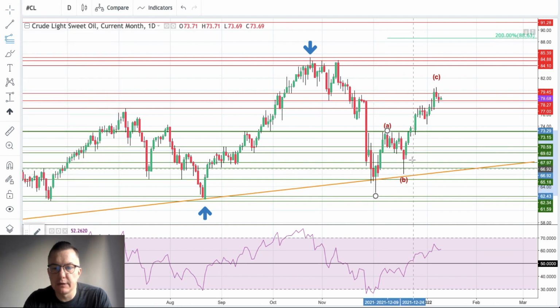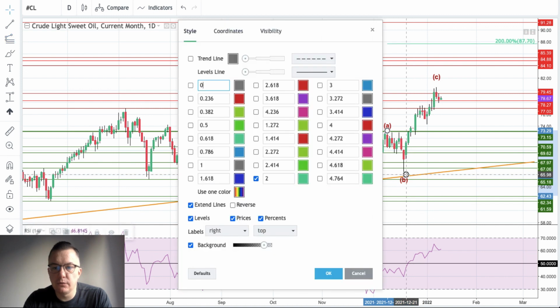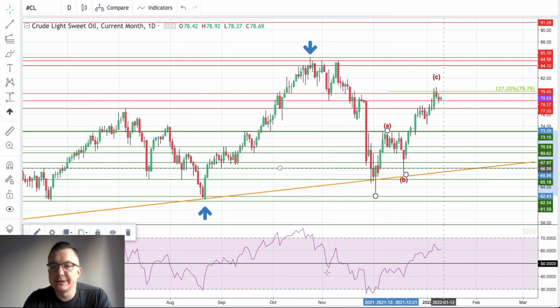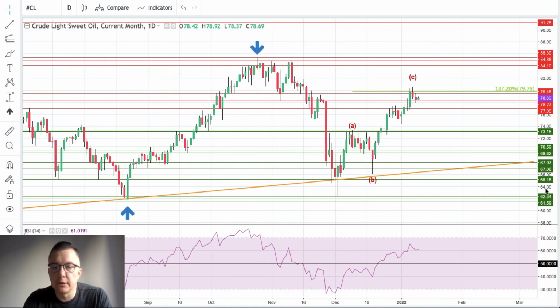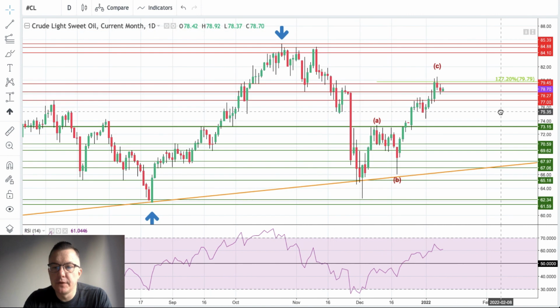However, let me just check the targets for the wave C based on the trend-based Fibonacci extension. So if we just put our levels here, we can see 161 is the one I'm interested in. Now that's very big. So right now all of the important levels have been violated, and we got one of the levels here, 1.272, 79.79. Maybe that would be the target for the wave C. In that situation, wave C would be 127% of the wave A. But there is no indication of this market to stop or to terminate the up move.